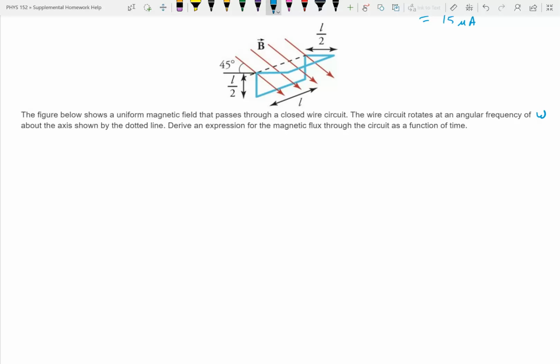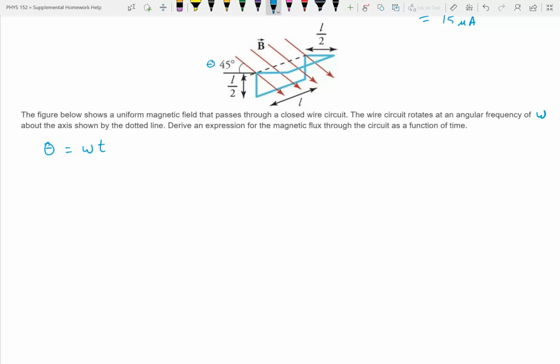Graph the axis shown in the dotted line. Derive an expression for the magnetic flux through the circuit as a function of time. So what is the magnetic flux? That is a magnetic field times the area. So what we have here is some angle, theta. Theta is equal to omega t, right? It's rotating at a constant rate. I know it shows it as 45 degrees here, but it just depends on when you set time 0. So just make it omega t and you'll be good.